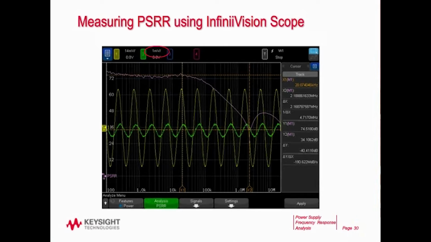I've heard a lot of people say, no, the best you can get out of an oscilloscope is about 50 dB. Well, with the techniques that we've used here, we can get up to in excess of 70 dB, as you see here.